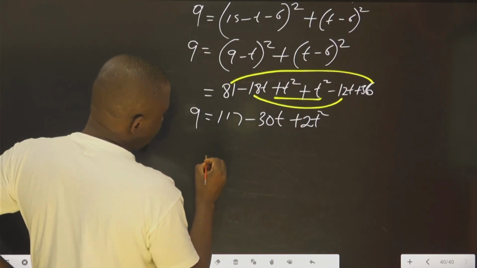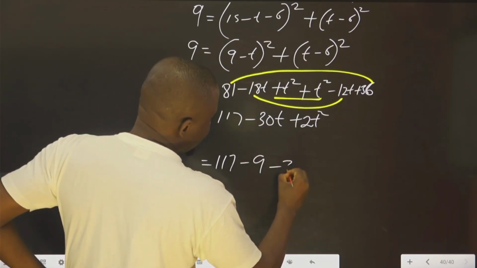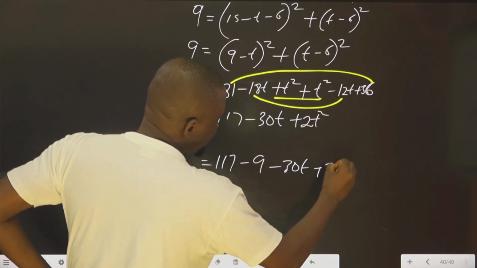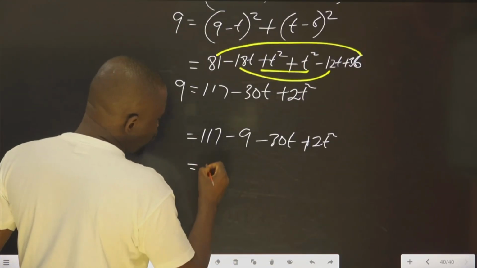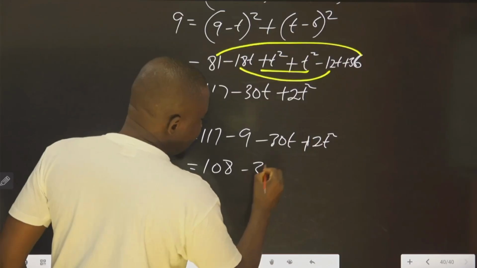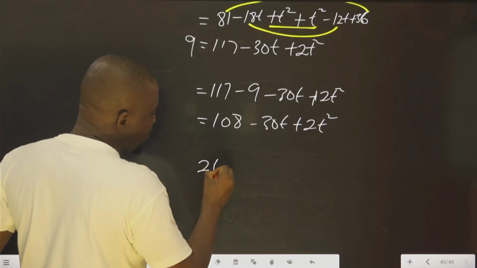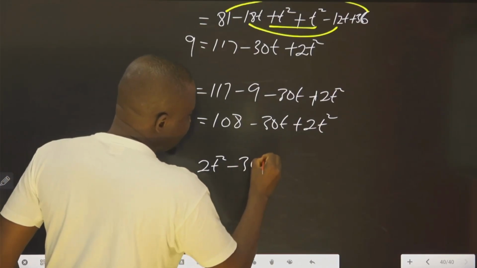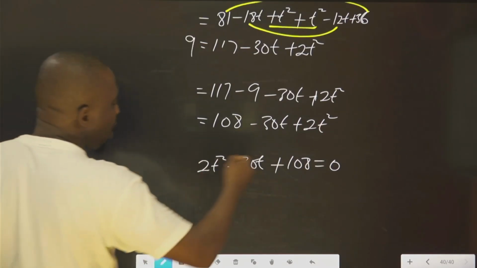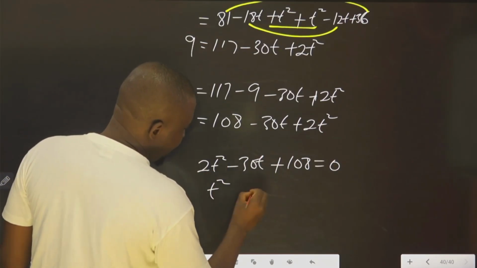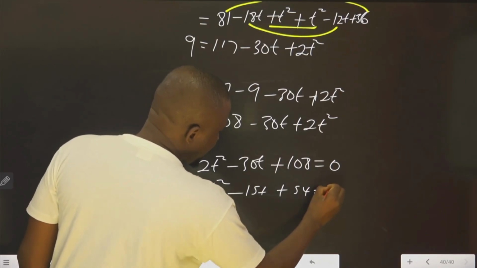That is to say, 117 minus 9, minus 30T plus 2T squared. Okay? Hope you understand what I'm doing. This will give us 108, minus 30T plus 2T squared. You rearrange this, you have 2T squared minus 30T plus 108 equals to 0. Divide throughout by 2. This is remaining T squared minus 15T plus 54 equals to 0.